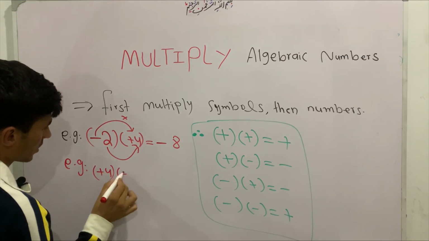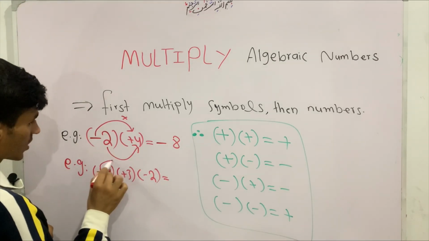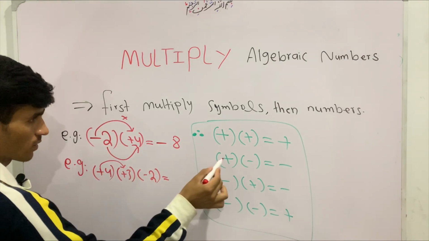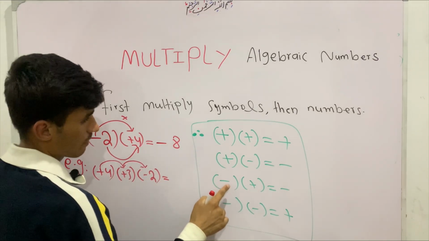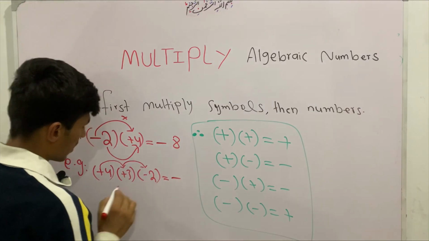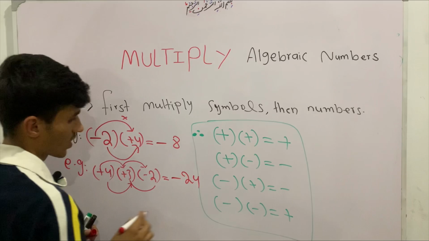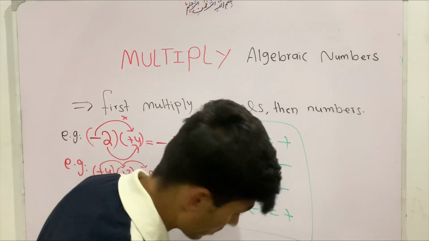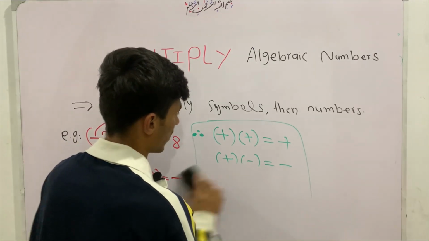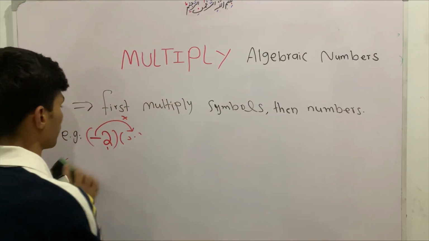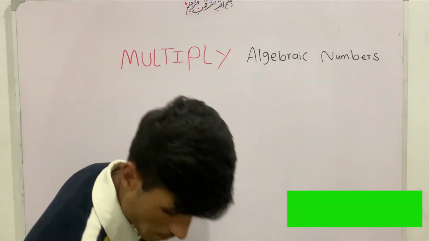Let me share with you another example: +4, +3, -2. Look here. Positive into positive becomes positive, right? Positive into negative becomes negative. 4 into 3 becomes 12. 12 into 2 becomes 24, right? So let me erase it, and if you want to take its note, you can pause the video, take the note, then start the video again and continue.